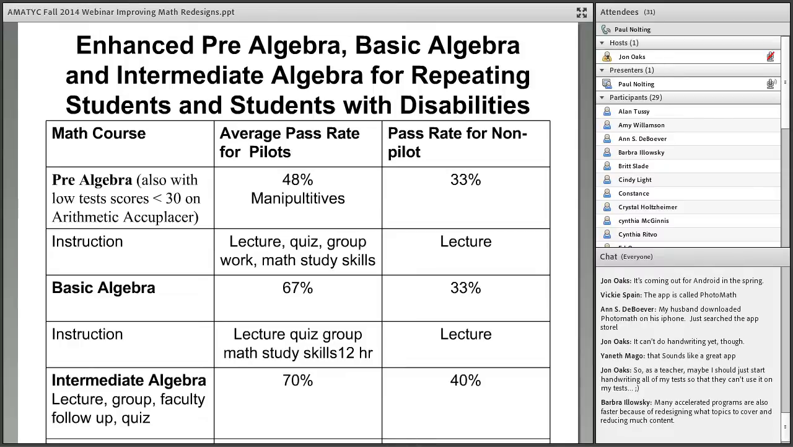And over here are the pass rates for repeaters. As you know, the first time you take a math course, you have about a 50% pass rate. The second time, about 33%. And the third time, about 25%. And after that, we can't pass the course.